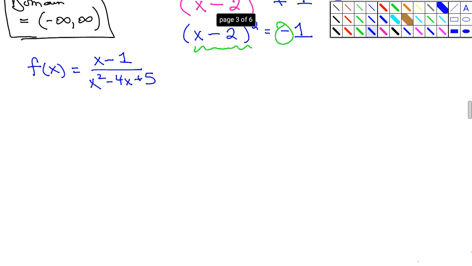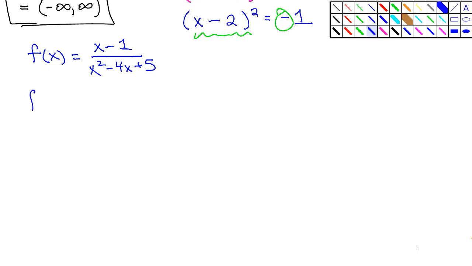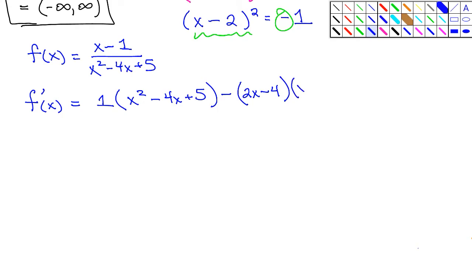And now let's take some derivatives here. Let's start with the first derivative. We need to use the quotient rule to find this derivative. So it's the derivative of the top times the bottom unchanged, minus the derivative of the bottom, 2x minus 4, times the top unchanged, all divided by the bottom squared.